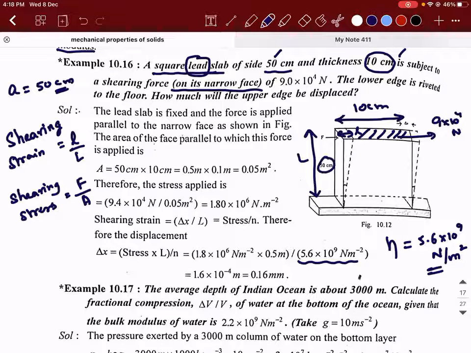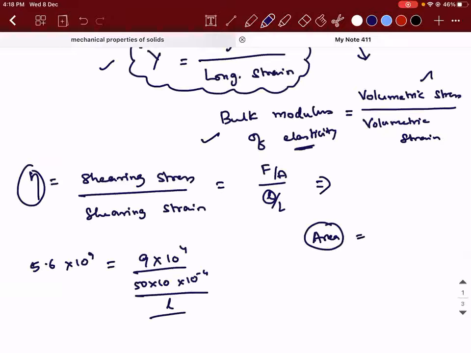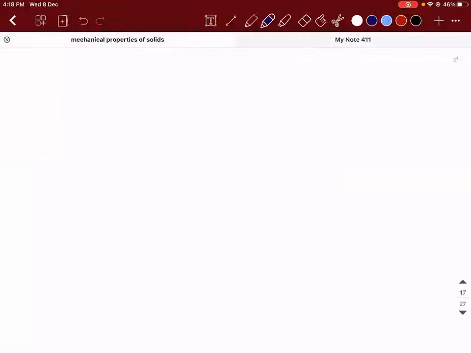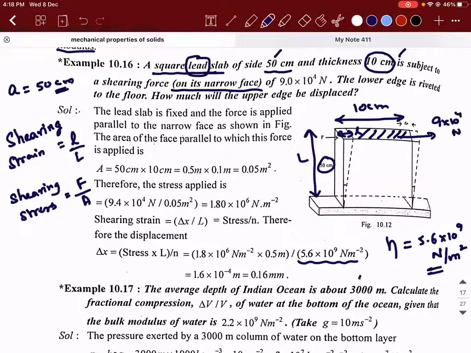That is 50 because that is it. Multiplying 50 into 10, sir. See, that is what even I'm thinking. There is a square of side 50 centimeter. There is a square lead slab. This side is 50, which means it's a square lead, so this side is also 50 only. No? You're able to understand?